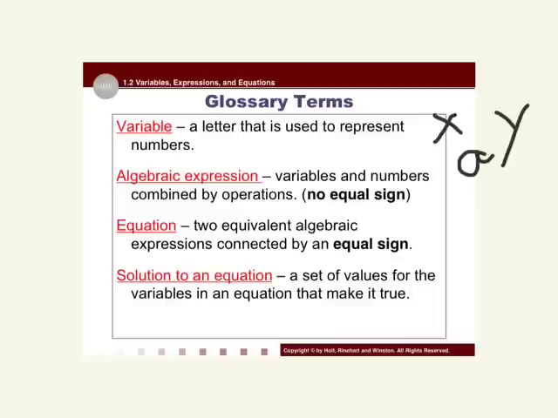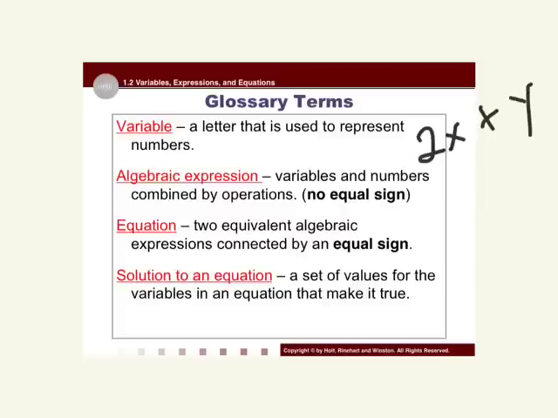An algebraic expression is variables and numbers combined by operations. Now the main thing is that an algebraic expression contains no equal sign. So when we take a look at an expression, it could be 2x plus y. That would be an algebraic expression.